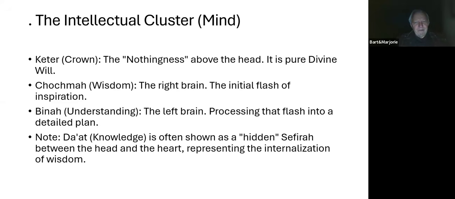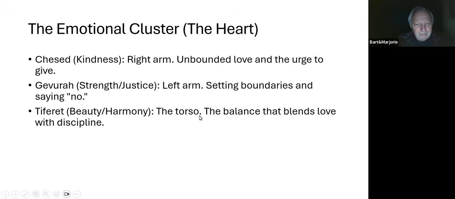The intellectual cluster here that we come up with is the crown, Keter, the nothingness above the head. It's pure divine will, or it's the crown chakra in Hinduism. Chokmah, or wisdom. This is the right brain, the initial flash of inspiration. There's understanding, which is the left brain processing that flash into a detailed plan. And then we have knowledge that is often shown as a hidden sephirah between the head and the heart, representing the internalization of wisdom.